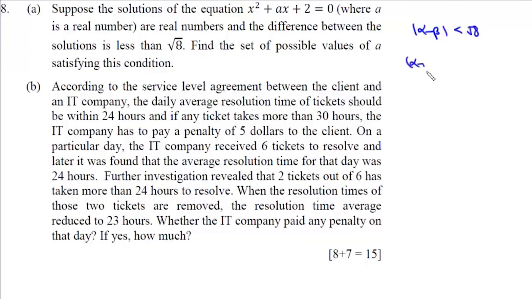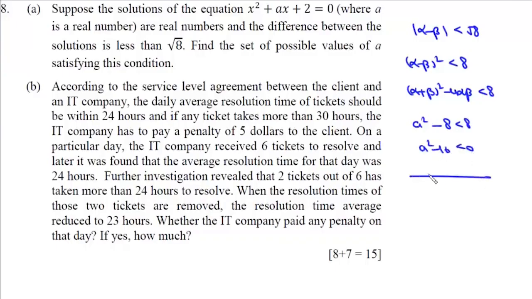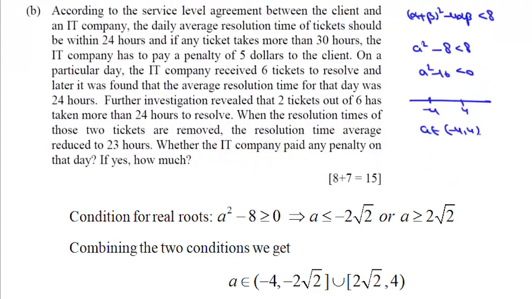Now we square it, we can write (alpha minus beta) square will be less than 8, or (alpha plus beta) whole square minus 4 alpha beta will be less than 8. Now (alpha plus beta) square is a square, and alpha beta is 2, so it will be minus 8 is less than 8, or a square minus 16 is less than 0. So the roots are minus 4 and plus 4. So value of a should lie between minus 4 and plus 4.